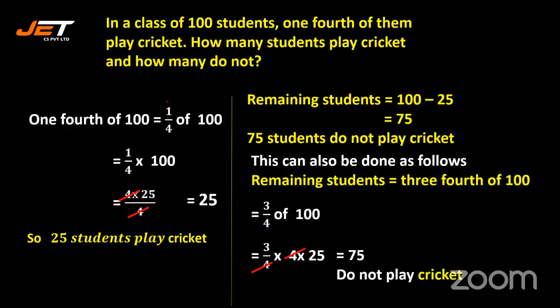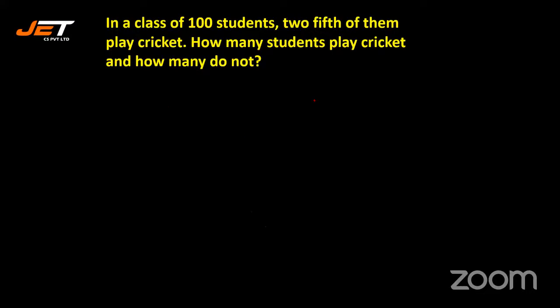Let's do the next one. In a class of 100 students, 2/5 of them play cricket. How many students play cricket and how many do not? The fraction has changed now. It's 2/5. Do it.